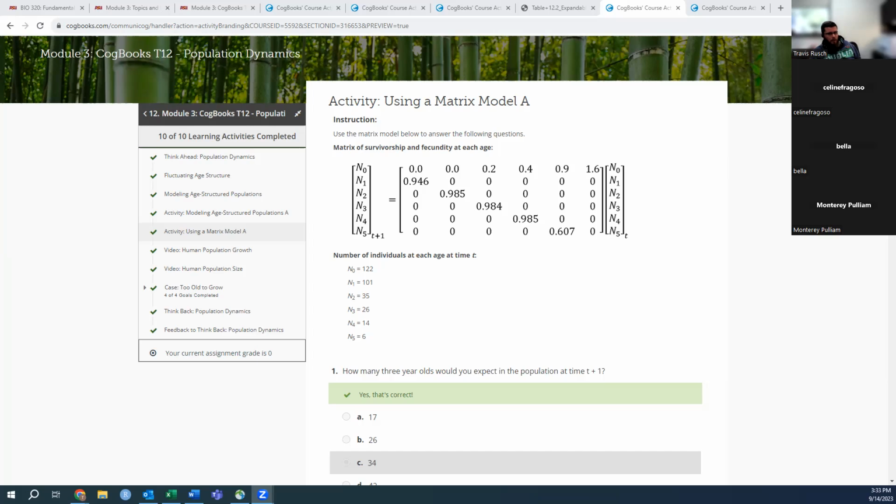Because they're not developed to be able to reproduce. Yes, I would agree. Biologically, that's why we know, but what I was getting at is mathematically, their birth rate, B of X, fecundity is zero, right? So we know that they can't produce anything, so we can fill those in. But we'd have to do some math to fill these in, right? How do we calculate the number of new offspring, or the number of new babies, based on the information that we're given?